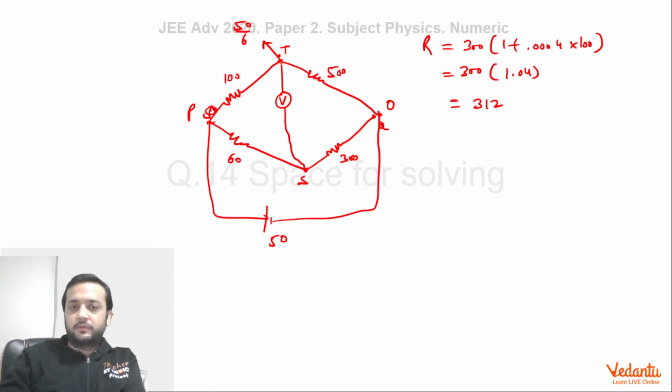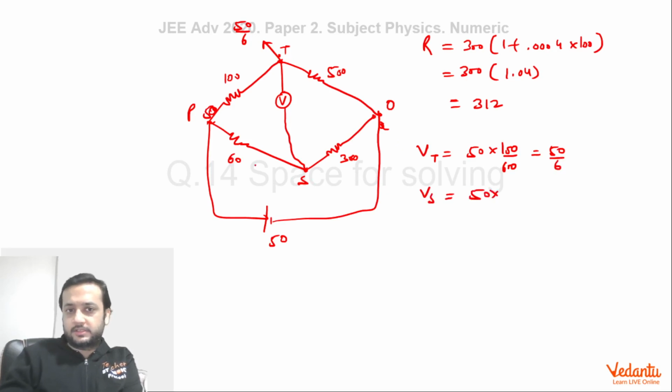This potential will be over here, right? Similarly, the potential at this junction, let me write this, VT is simply 50 into 100 upon 600. So this becomes 50 by 6, right? Similarly, if you write the potential here, VS, a drop of 50 has to happen across the whole branch, so across 60 how much will it be? 60 upon 60 plus 312, remember this has become 312, that means 372.